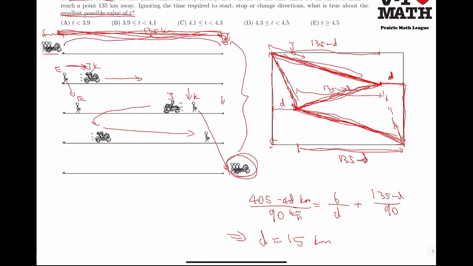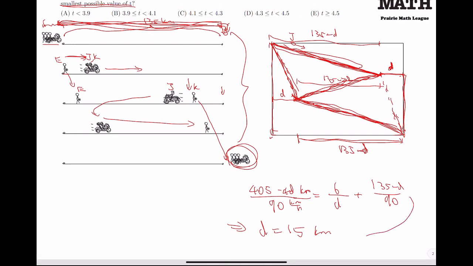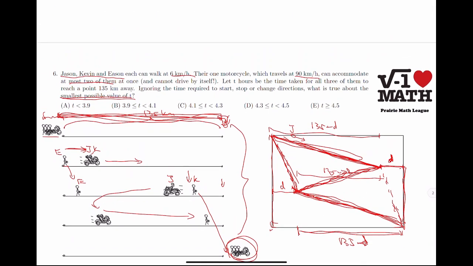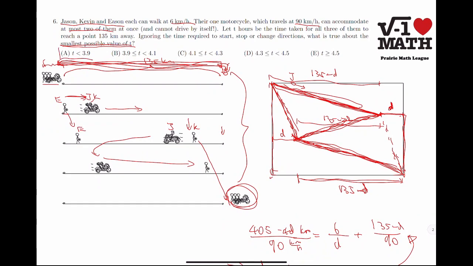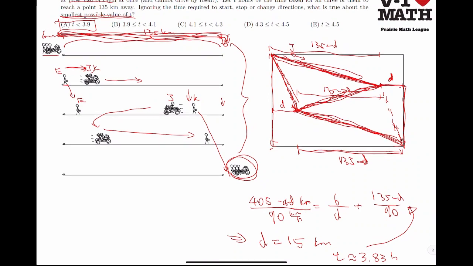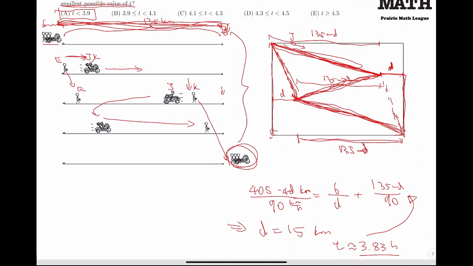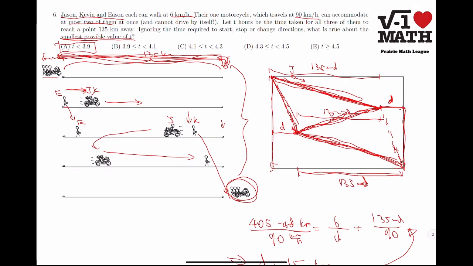And once we know this, we can plug this back in, for instance, into Ethan's perspective, and show that the time is about 3.83 hours. And this is option choice A. And one thing we can note is that we don't even know if this is the fastest way, but we don't really care anymore because this is option choice A, which already allows us to eliminate all the other option choices. And we're done. Thank you for watching.